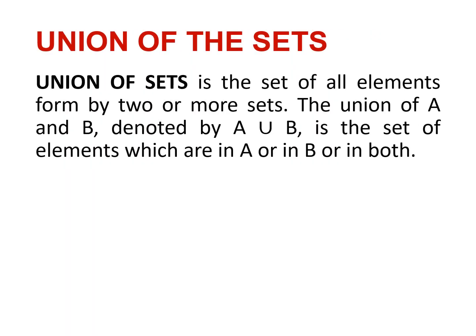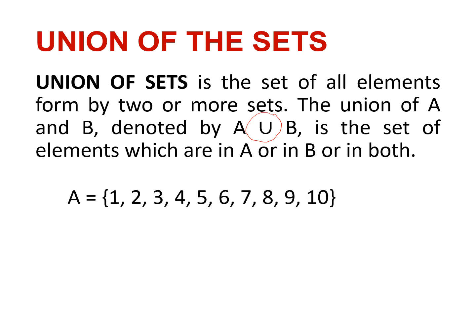Now let us try to consider the definition of union of sets. Union of sets is the set of all elements formed by two or more sets. The symbol for union is this one. Okay? So, the union of A and B, which is denoted by A ∪ B, is the set of elements which are in A or in B or in both.